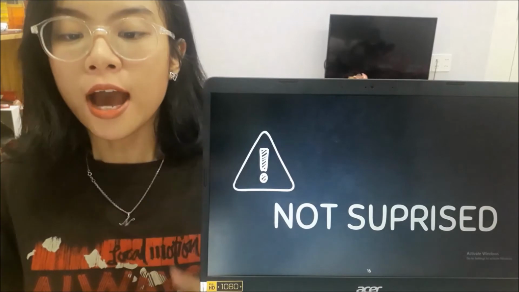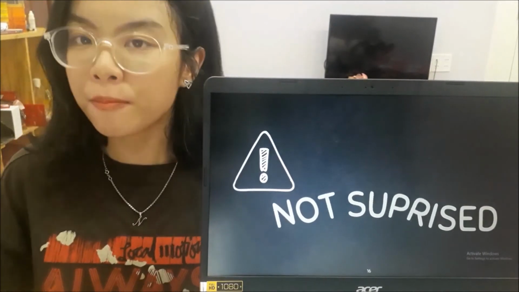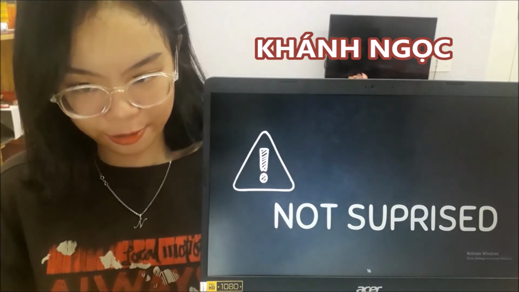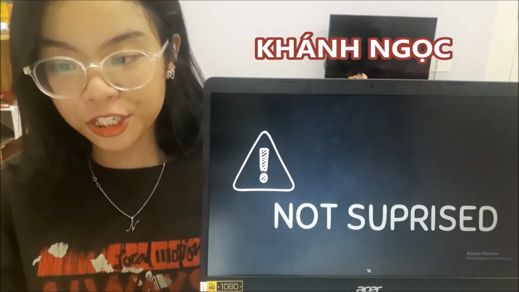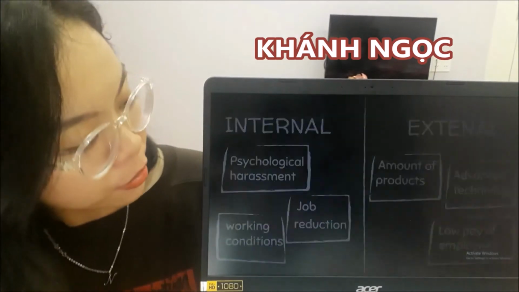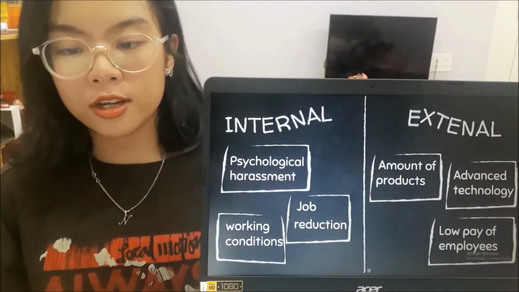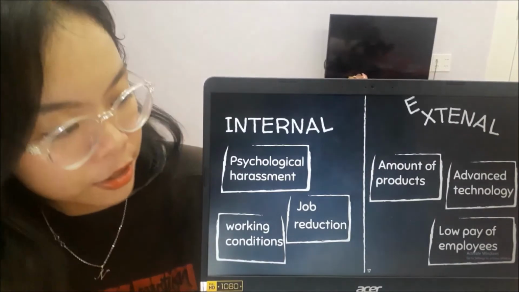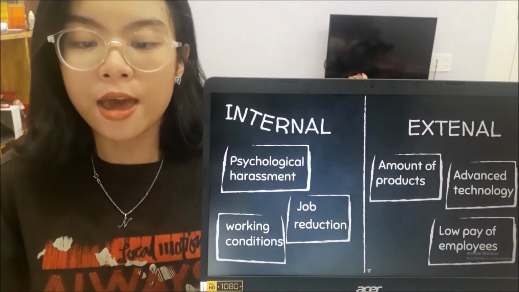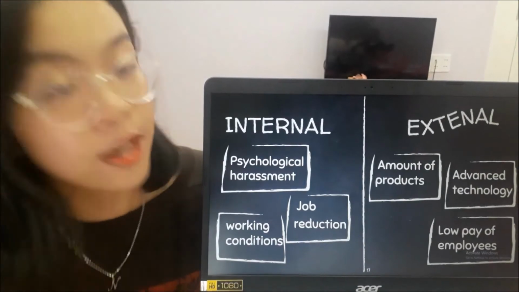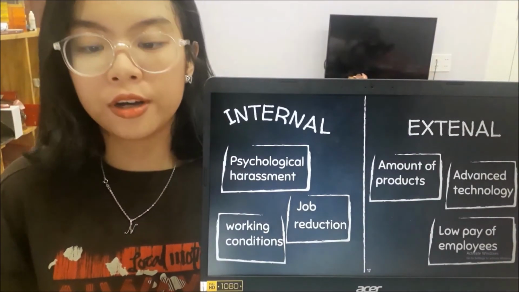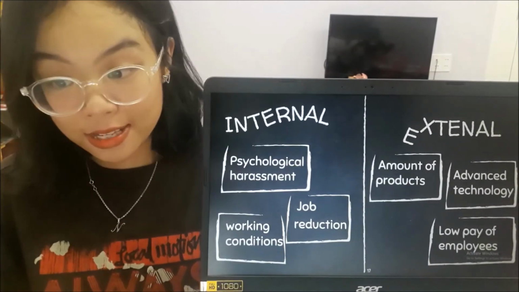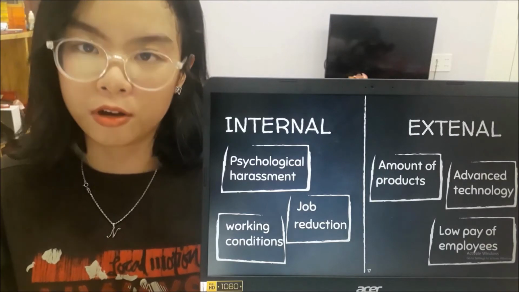For question 1, I was not really surprised by what was happening in the case. I know there are many things in the workplace that go unannounced, so I believe all the accusations could be true. The internal factors were the pressure to reduce jobs by 22,000, the psychological harassment, and also the working conditions. And for the external factors, there were the amount of products wanted in production, how advanced technology is, and also the low pay of employment.